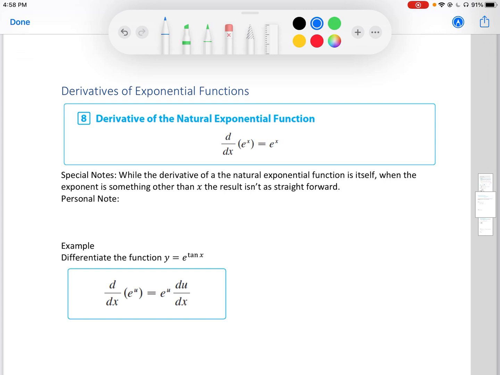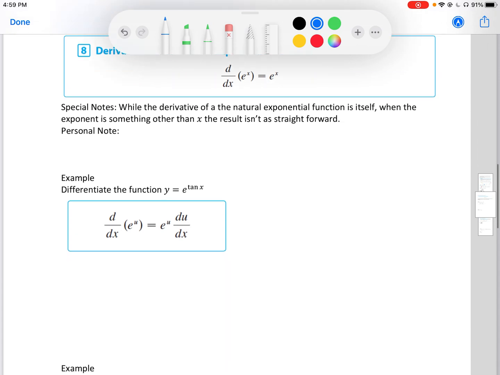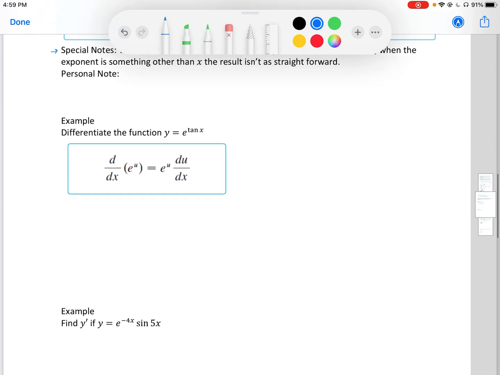Derivatives of exponential functions. The derivative of our natural exponent function e to the x is just e to the x itself. A special note: while the derivative of a natural exponent function is itself, when the exponent is something other than x, the result isn't as straightforward, as we'll see in our next example.